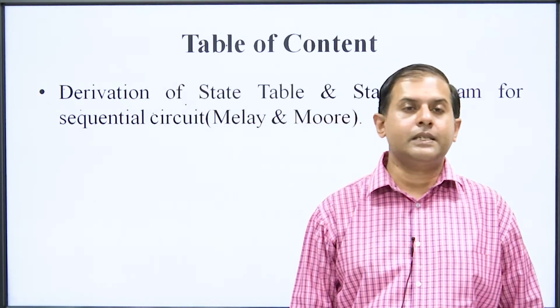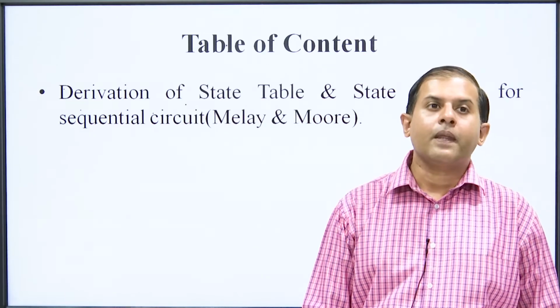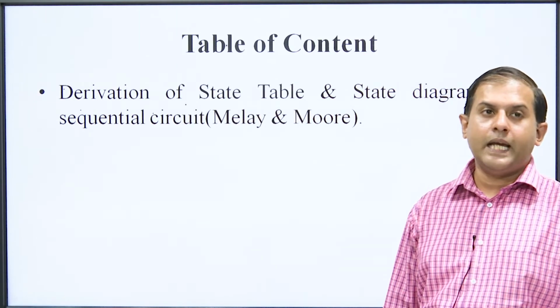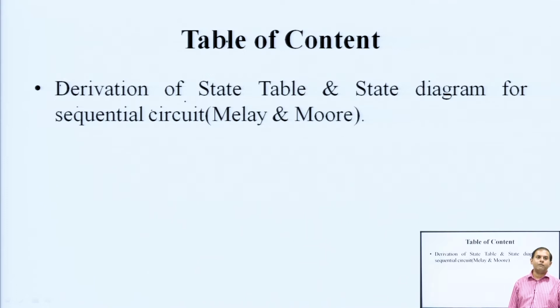So, today's table of contents is that we will now derive the state table and state diagram for the sequential circuit, Mealy and Moore. In the previous lectures we took the state table and state diagram, and from the state diagram itself we made the sequential circuit. Now we are going to do vice versa. We have the circuit, and from the circuit we have to derive the state table and state diagram. Both types of questions can be asked in the exam.